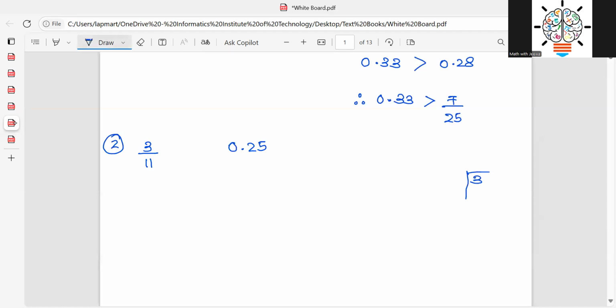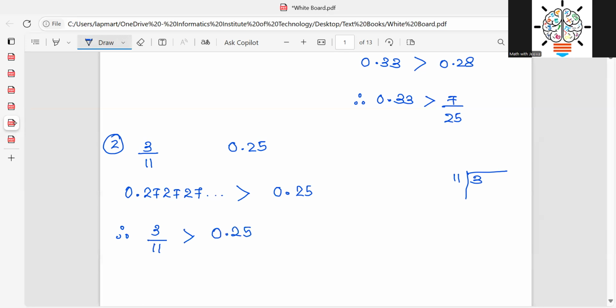Here 3 over 11, when you divide, gives me 0.272727 something, right? On the other side I have 0.25. Definitely this one is bigger, right? So therefore, you conclude the answer: 3 over 11 is bigger than 0.25.